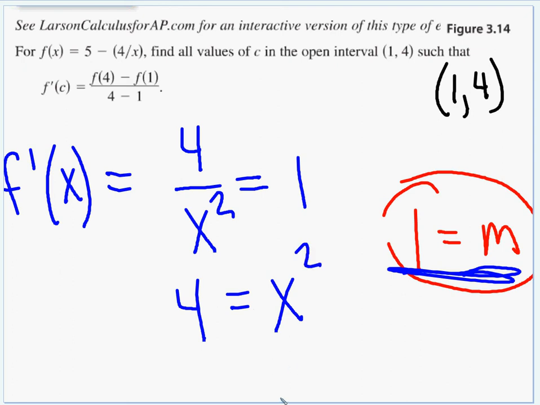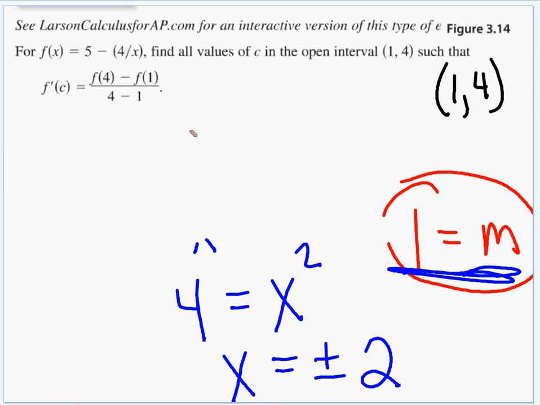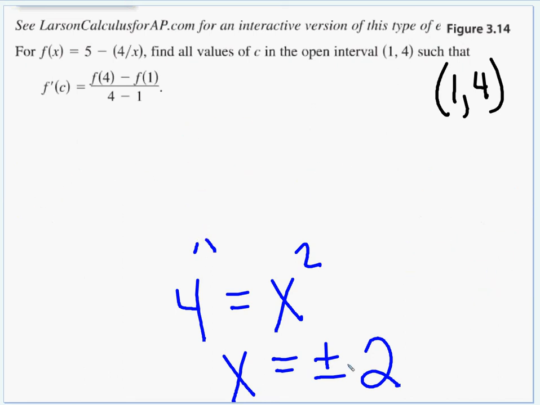Now be careful. Especially on the AP test as a multiple choice, a decoy answer would be both positive and negative 2. But look back to our interval, 1 to 4. The positive 2 fits in there. Negative 2 is outside. So the only answer that's going to work is positive 2, at least for the interval that we're dealing with.